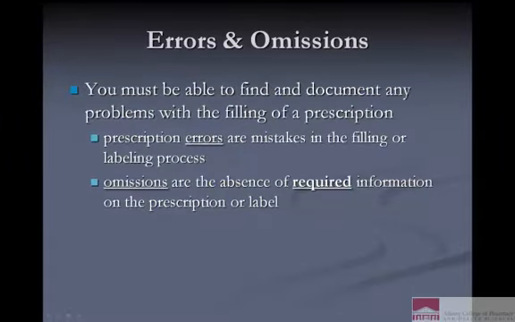The errors and omission portion of the exam is meant to assess if you can find an error or an omission in the prescription filling process. Prescription errors are mistakes in the filling or labeling process. Omissions are the absence of required information on the prescription or label. Make sure you know what is required by law to be on a prescription or on a prescription label.